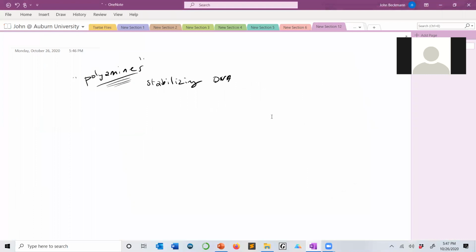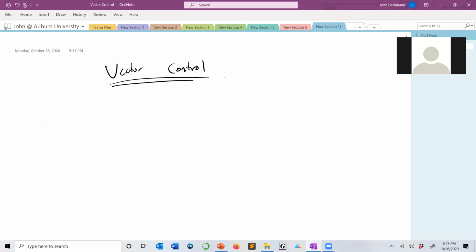Okay, let's talk in the final sections here about what Dee mentioned, the vector control aspects. The vector control aspects of this system are also really interesting. This is the prime target.